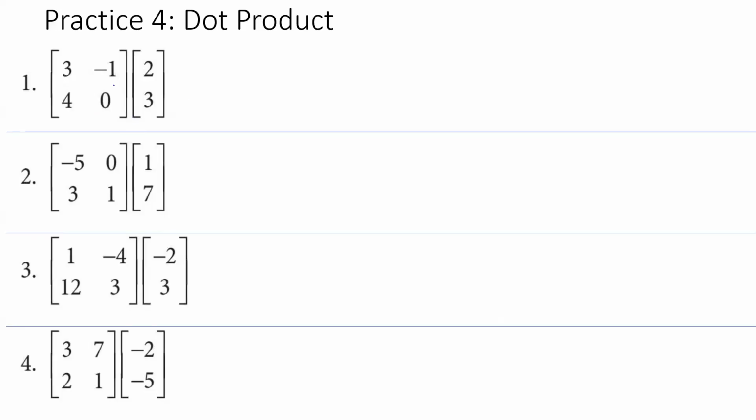But before we do that, I'm going to show you why we can do this. The dimensions of our first matrix is a 2 by 2. The dimensions of our second matrix is a 2 by 1. Notice that it's smiling at me, right? Because the insides match up, that means that my new matrix is going to be a 2 by 1.